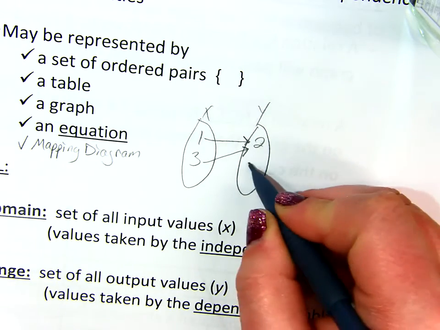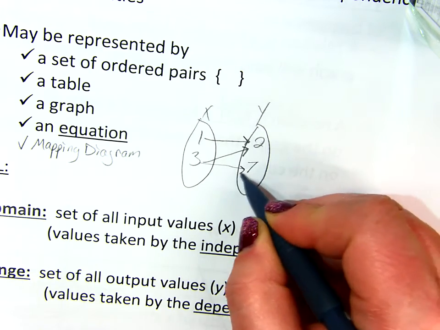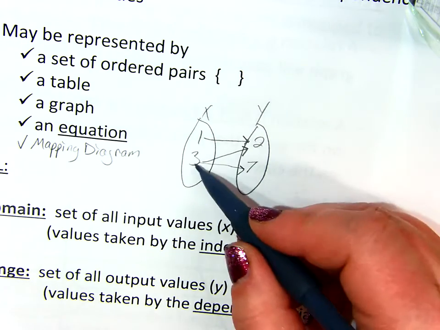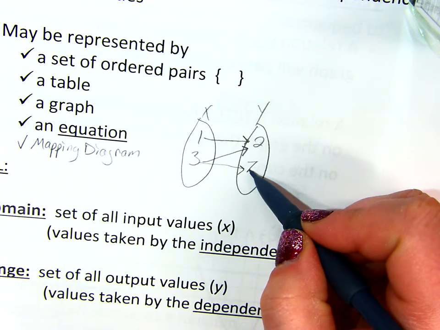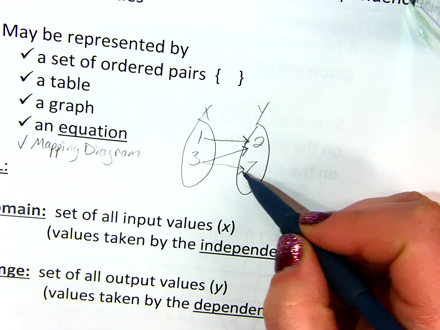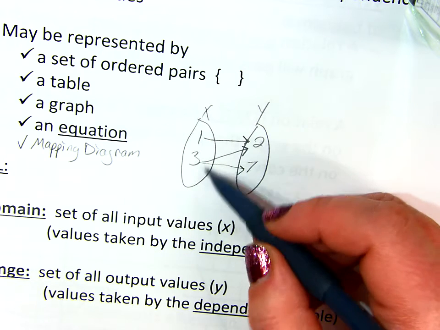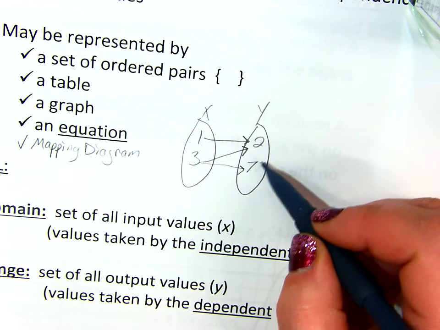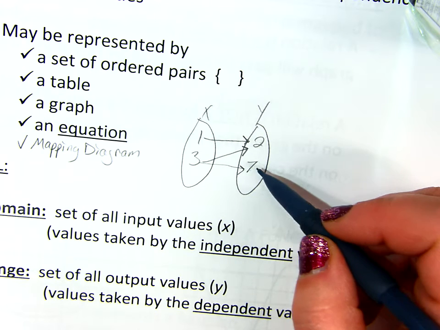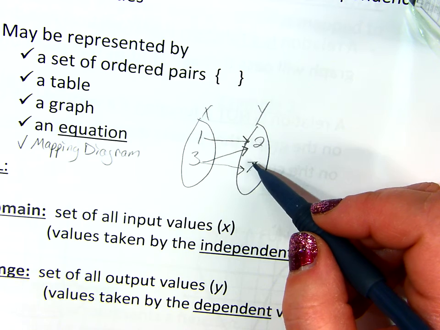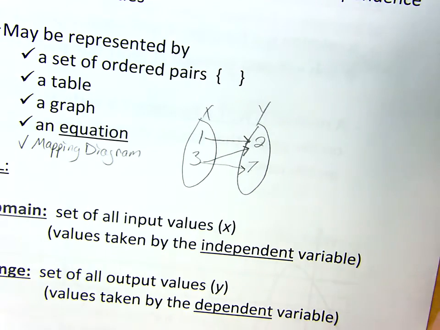If I did this, now it's not a function anymore, because 3 is now going to 2 different locations. So if any of my x's repeat, or if my x's go to more than one y value, that breaks the cycle and it is no longer a function. Okay? So that's the difference between the two. Relations can be functions or not.